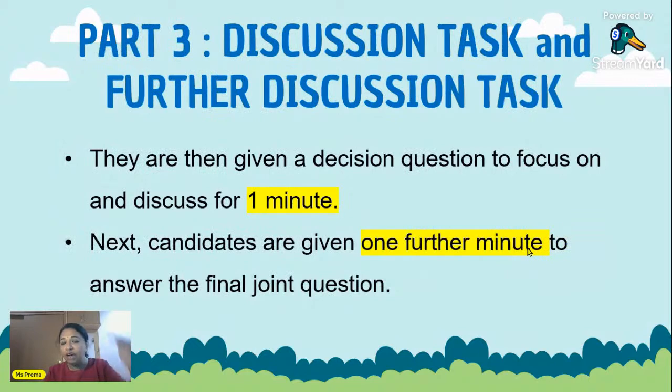Then the second division, after you presented the details from the mind map, you got to decide which is the best decision or choice, anything from the mind map. If it is a choice, choice. If it is ways, then you tell which is the best way. Next, candidates are given 1 further minute. It means just now was 2 minutes. Now 1 minute for you to decide which idea is the best. After that, you have to answer the final joint question. So that is the further discussion.